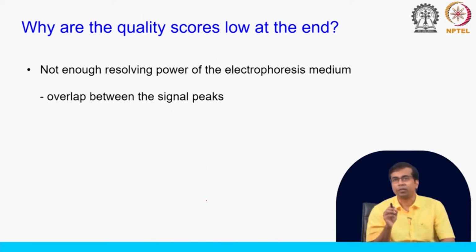What about the low quality score at the end? This is something we have seen. Again, the resolution power comes into play, right? This electrophoretic medium has some optimal range, probably around 50 bp to 1 kb in length. Beyond that, the resolution is not very good. What happens is these fragments start to overlap with each other, which means you get overlap in the signal peaks.